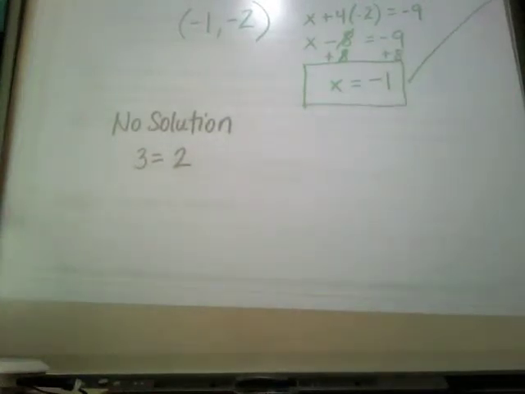What? That's not true. The variables have all dropped out. There's no more variables. I could get x equals 2, but 3 equals 2. That doesn't make any sense. 3 does not equal 2. If you get nothing but numbers and they're not equal, that means no solution.